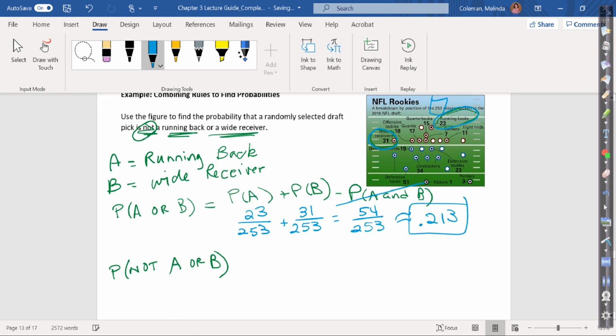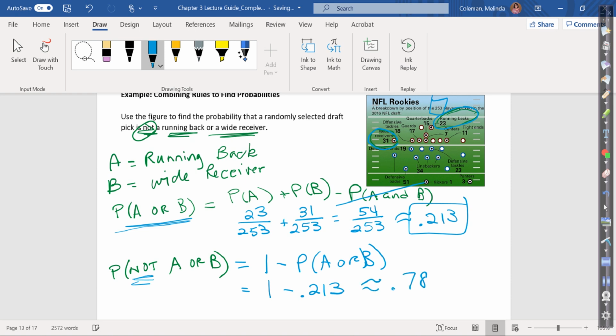So again, that's the probability that we get one of those positions. So the probability that we don't get one of those positions would be 1 minus the probability that we did get it, which we just figured out. So that's 1 minus 0.213, which again is approximately 0.787.